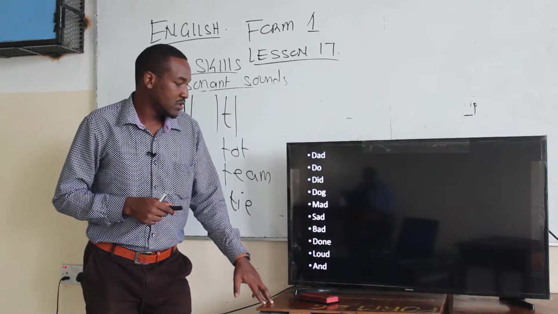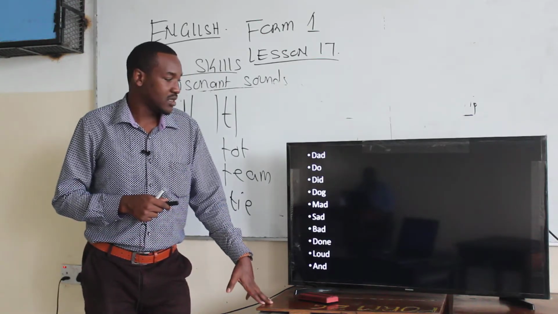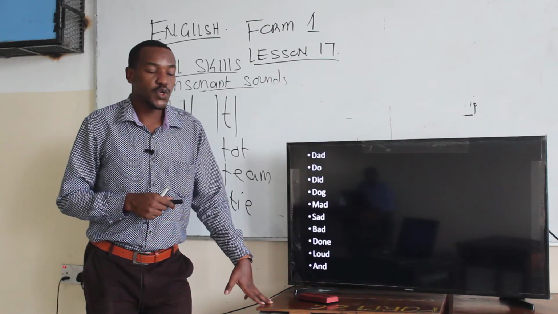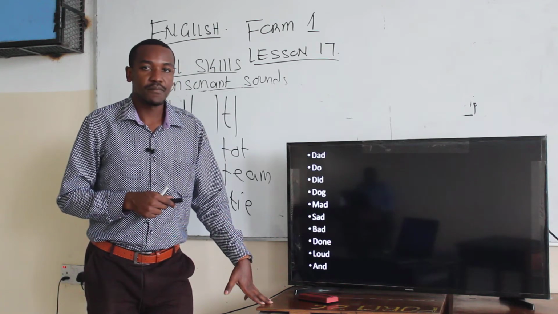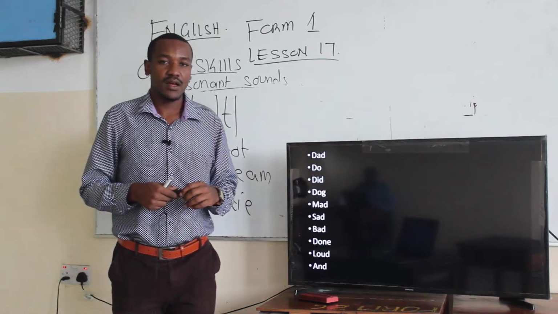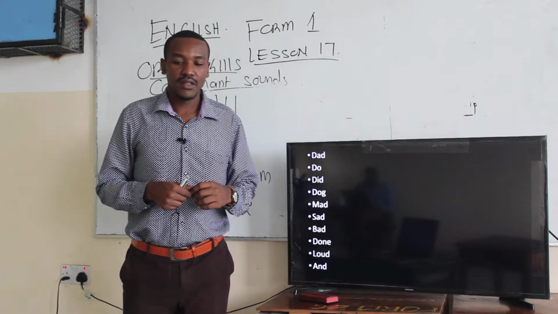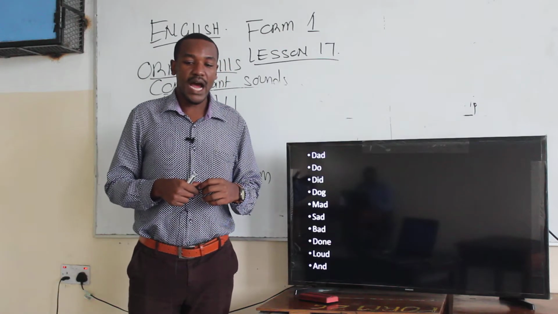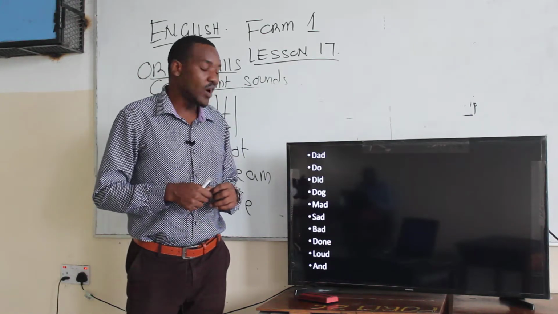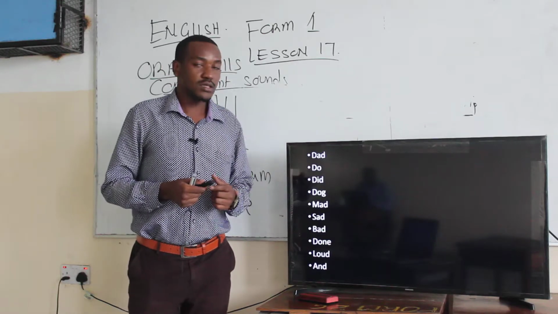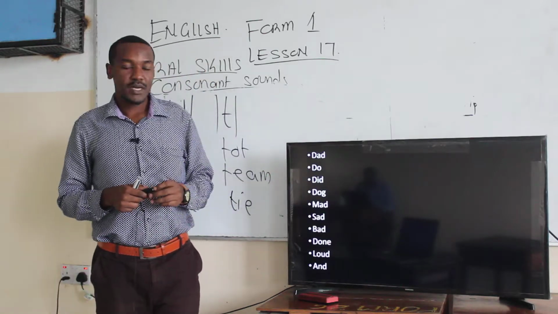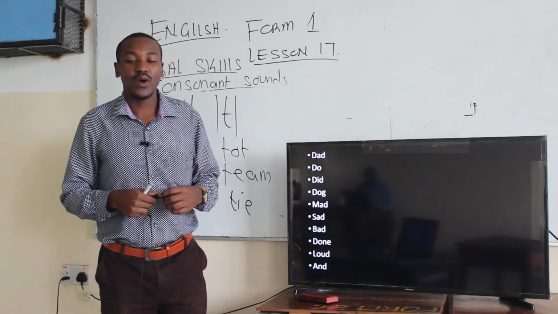Now, practice speaking the words that are here: don't, do, did, dog, man, sad. I'm very sad. Then done, loud, and also and. There are so many words with this sound, but we sample a few and look at them. With more practice, you will find that these words are really many.